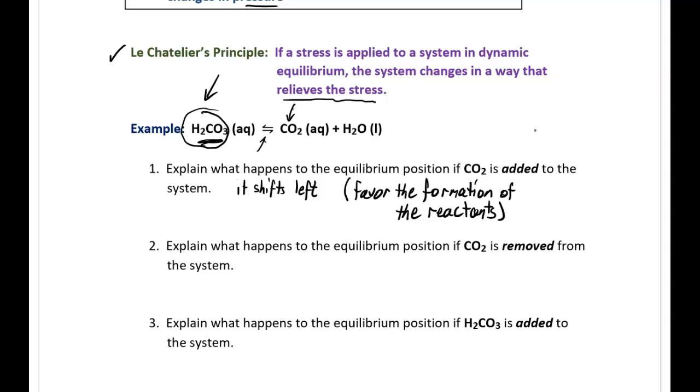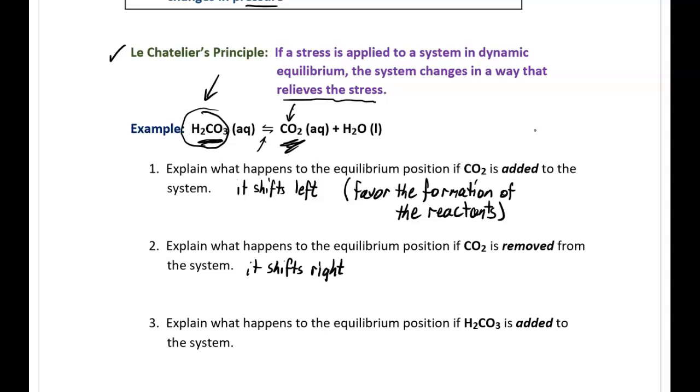Number 2, explain what happens to the equilibrium position if CO2 is removed. So how will the chemical reaction respond if some of the CO2 is taken out of the container? It needs to replace that CO2. The CO2 is created when the forward reaction occurs. So the equilibrium position will shift to the right.